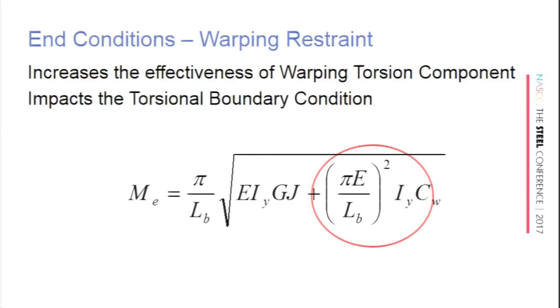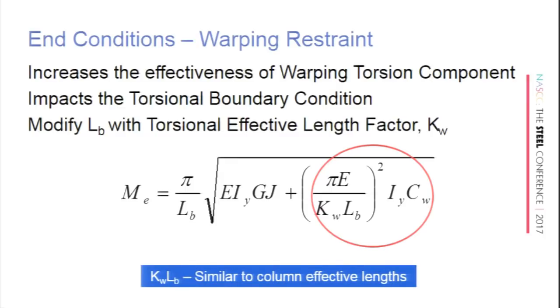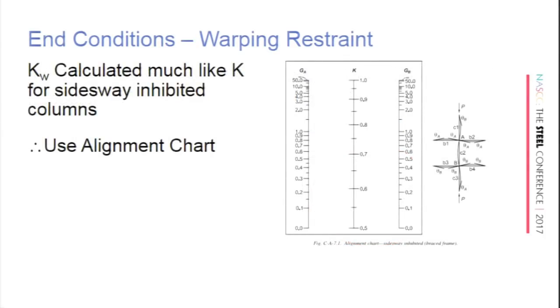So we're impacting the boundary condition, which really is going to affect the unbraced length for torsion. And we can affect that much like we do with a column that's in pure compression. We can put an effective length factor for warping on that particular unbraced length in that portion of the equation. So then, now it's just back to our undergraduate days of using the side sway inhibited chart for columns, right?